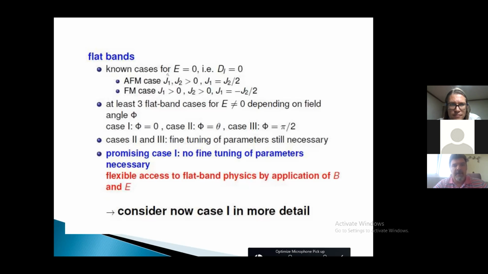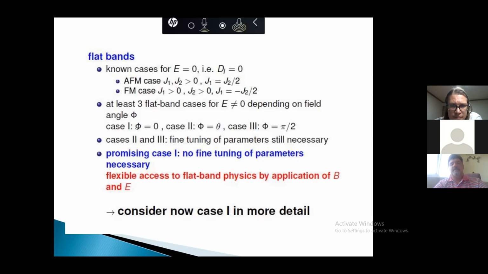As I told you, for the Sawtooth chain without electric field, certain restrictions should be imposed on the exchange couplings to achieve the flat band. And here we found out that if we choose the direction of the electric field according to the symmetry of the lattice, this means phi equals 0, phi equals theta, or phi equals pi over 2, which means the electric field is parallel to the basal line, parallel to the zigzag, or perpendicular to the basal line, we can find a series of novel flat bands.